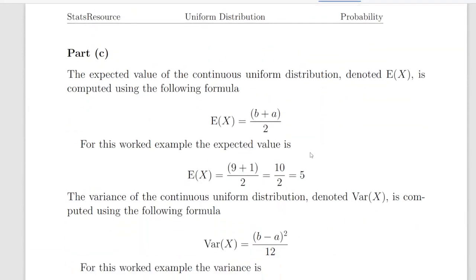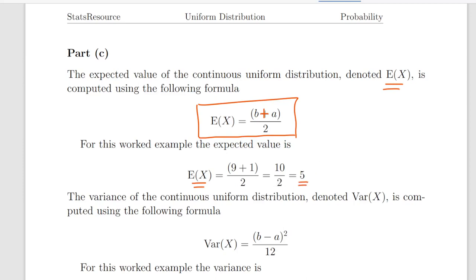And finally, the last part, what is the expected value of the continuous uniform distribution, denoted E of x? Essentially what we do is we use this formula here. Now something that throws people is that you have a plus here. It sort of makes sense when you think about it. So b plus a divided by 2. Okay, so for this worked example, the expected value of x is 9 plus 1 divided by 2, which is 10 divided by 2, which is 5. Okay, which is halfway between 9 and 1.